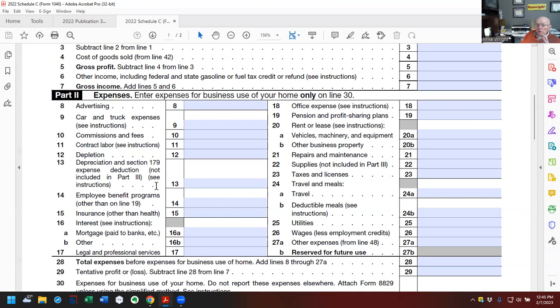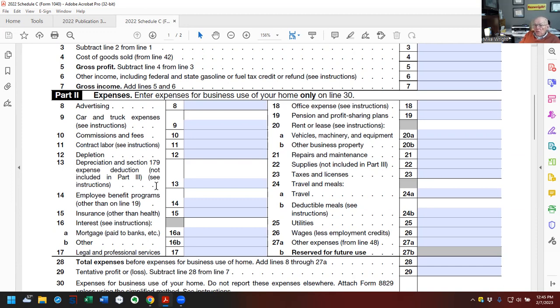We also have interest that's deductible. And the reason it says to see instructions is because it depends upon what kind of thing the interest is being paid on as to how it's reported here. You get to deduct all of the interest. Interest is always an expense, but whether it's mortgage interest or whether it's other interest, you want to separate that out because it shows more detail on the business expenses.